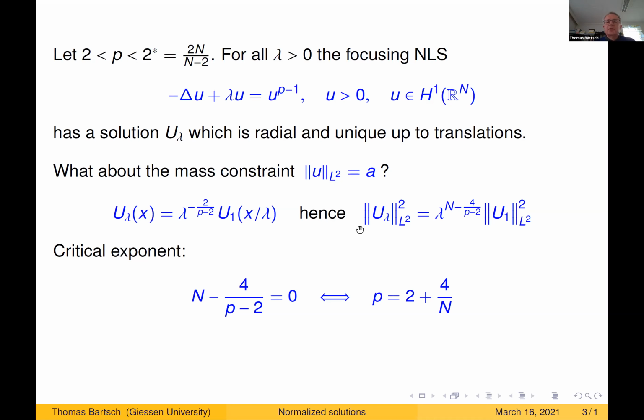Then you can, of course, compute the L2 norm for lambda, in terms of the L2 norm for the problem with lambda equals 1. You see you can achieve all L2 norms except if the exponent n minus 4 over p minus 2 is equal to 0. Then the L2 norm does not change. It's always the same for every lambda in this particular case. So this is a kind of critical exponent in this setting. This is the exponent p equals 2 plus 4 over n.